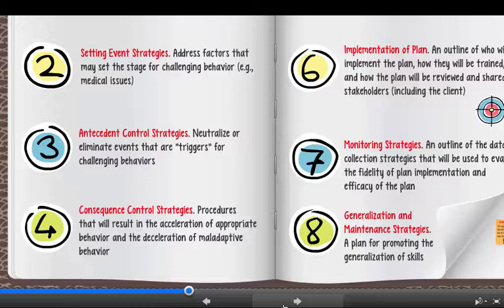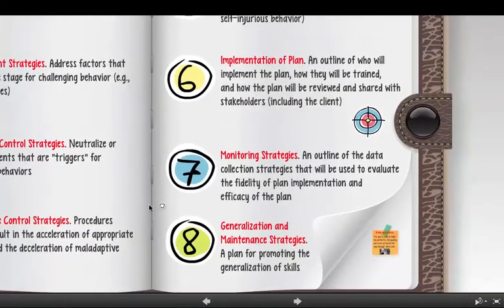The next category is what's referred to as antecedent control strategies. These are changes that we're making to attempt to neutralize or eliminate events that are triggers for an individual. There's a number of things that can be done, and once we get to the module on antecedent control strategies, we'll get an entire host of ideas with respect to what can be done from an antecedent control standpoint. The plan will also involve consequence control procedures, procedures that you'll use as reinforcement contingencies, for example, for increasing appropriate behavior.